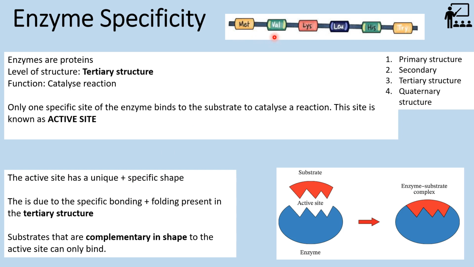So we know the primary structure is a sequence of amino acids, and that particular sequence allows you to form your tertiary structure. And we know the tertiary structure is actually maintained by three bonds: hydrogen bond, ionic bond, disulfide bond. So it's due to these specific bonds that you have a certain unique fold to form the tertiary structure. And these specific bonds are in a particular arrangement, which is determined by the primary structure, which is a sequence of amino acids. So the substrate is complementary in shape to the active site, and only binds to the complementary shape. These are key words that you should be mentioning in your answers.